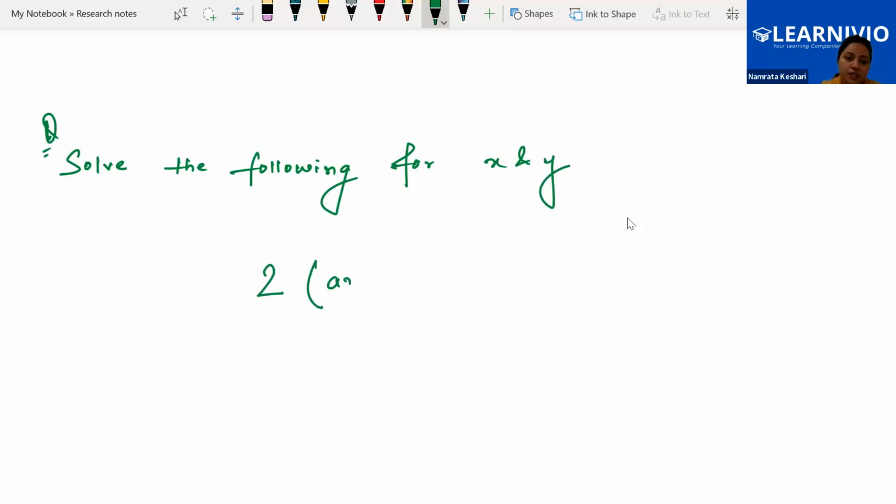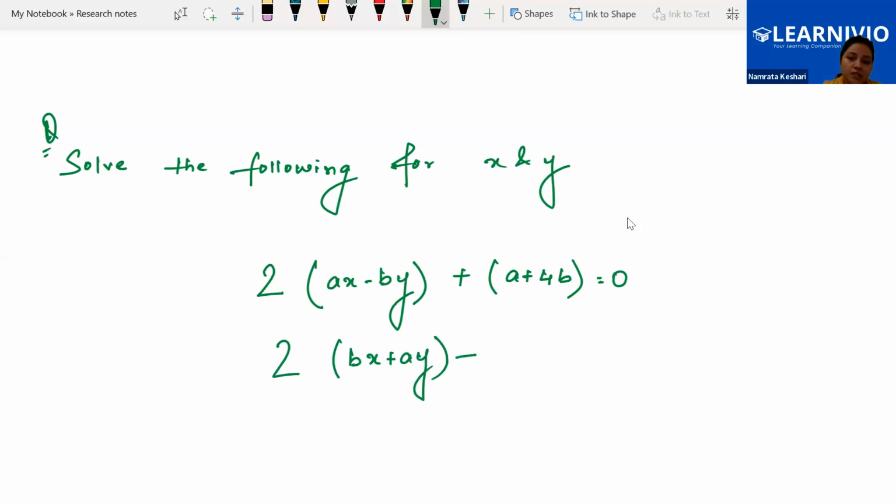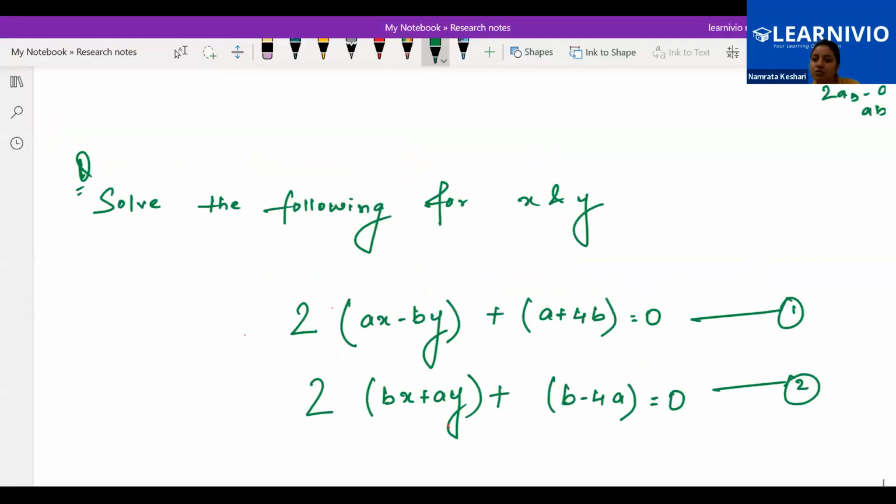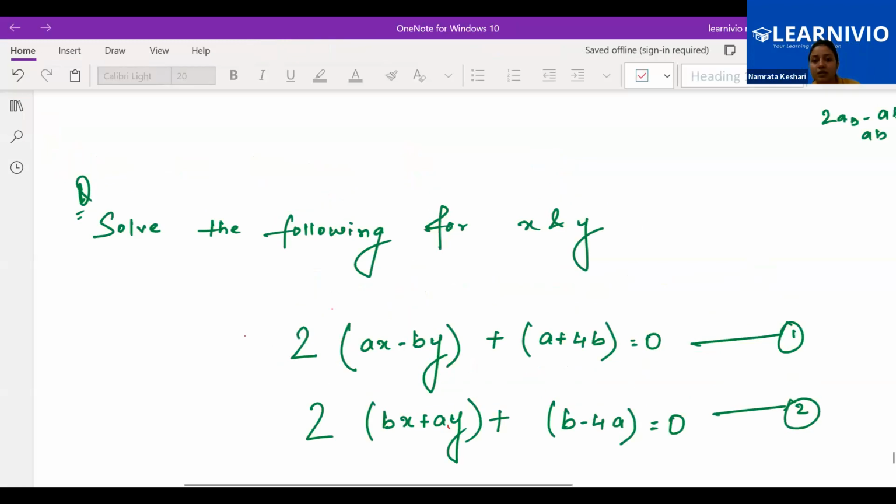Twice of ax minus by plus a plus 4b is equals to 0. Twice of bx plus ay plus b minus 4a is equals to 0. This is equation number 1. This is equation number 2. Please solve it for the value of x and y. Please do try at first, then we'll be doing it on the screen.